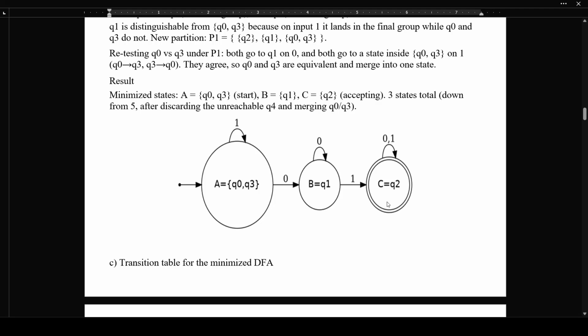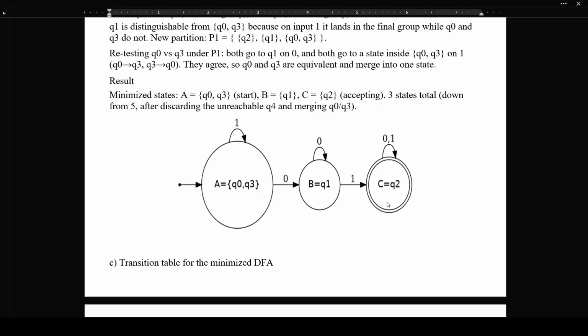So we'll move on to the diagram, where after minimizing all our states, we got three states left. We merged Q0 and Q3. That is our first state, and we named it A. Q1 became our second state, and we named it B. Q2, being the accept state, we named C.